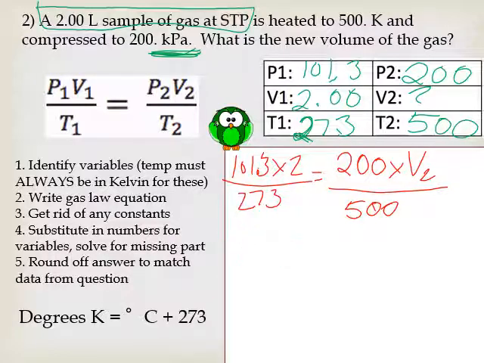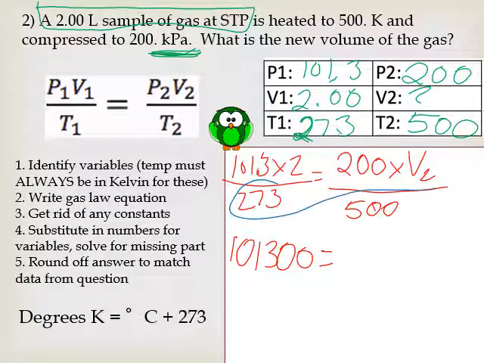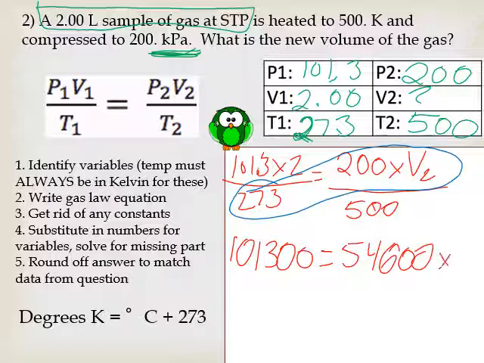It's actually 101,300. Sorry about that. I looked at the wrong thing. The other number is going to be that other number. So 101,300. Then when we multiply 273 by 200 by V2, that's the other number. That's where we now get the 54,600. So I had the right number, just in the wrong place. Don't make that mistake. So 101,300 equals 54,600 times V2.